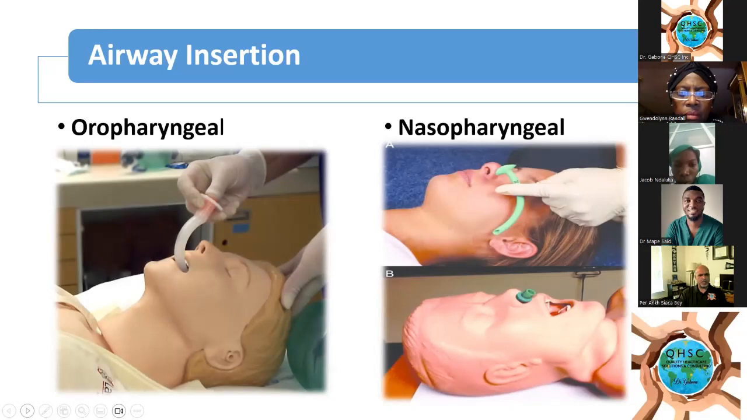So this is how you insert the oropharyngeal airway. In an adult, you put it in the backward way and then rotate 180 degrees. The nasopharyngeal airway is just inserted through the nose. First, measure to check that the size is correct, from the nostril to the earlobe or the angle of the jaw. Then you insert it until the flange is resting on the nostril.